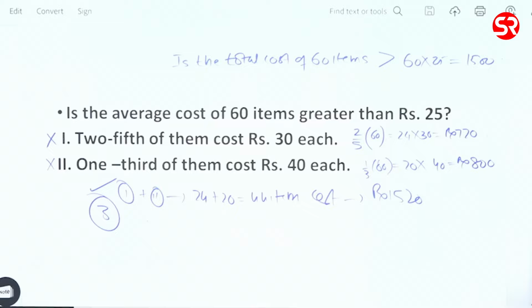If the cost of 44 items is coming out to be 1520, then the cost of 60 items has to be greater than 1500 rupees. So the answer is coming. Oof. Answer is 3. I'm telling you, you don't know what you are dealing with. The whole UPSC aspirant community doesn't understand what they are dealing with. This is the beauty.